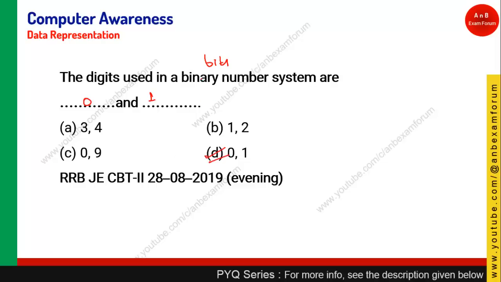And one more thing: binary means 2. Like decimal means 10, similarly binary means 2, octal means 8, hexadecimal means 16. All these are known as radix. If you go through the theory portion, you will come across all these terminologies. So for this question, option D is the right answer.